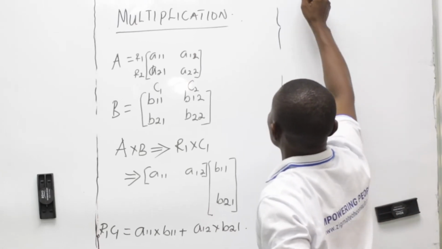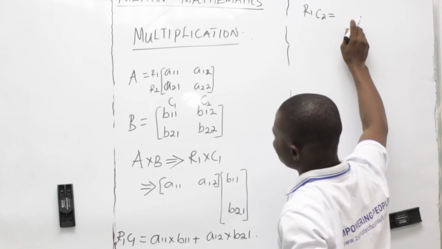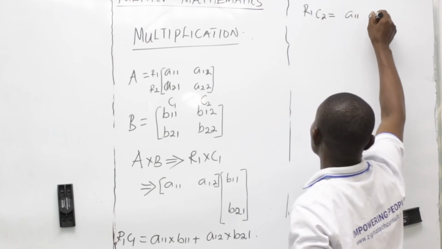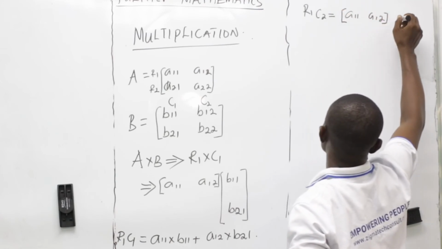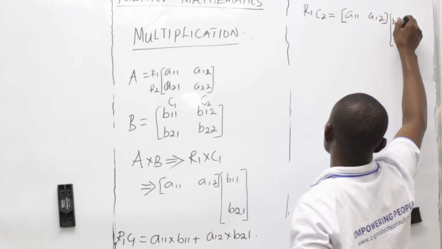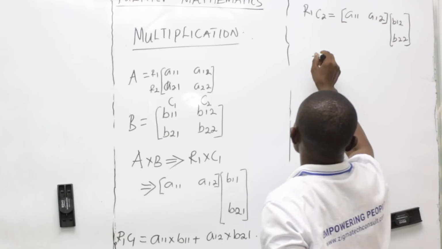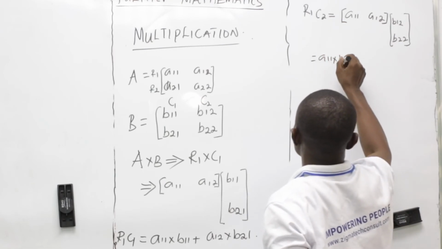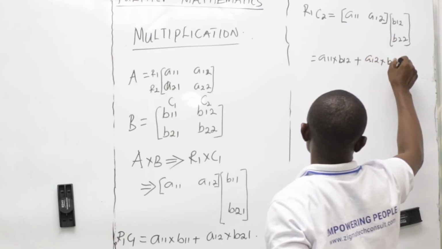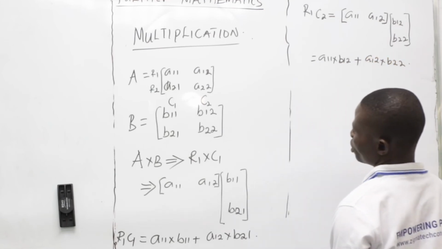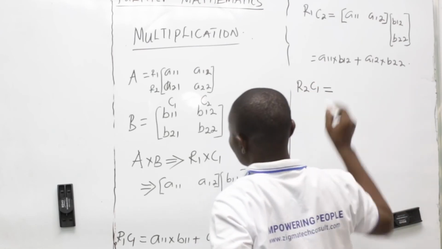Let's consider row 1, column 2. Row 1 of A, which is A11, A12, against column 2, B12, B22, which is going to give us A11 times B12 plus A12 times B22. So that's the matrix. Now, row 2, column 1 equals what?